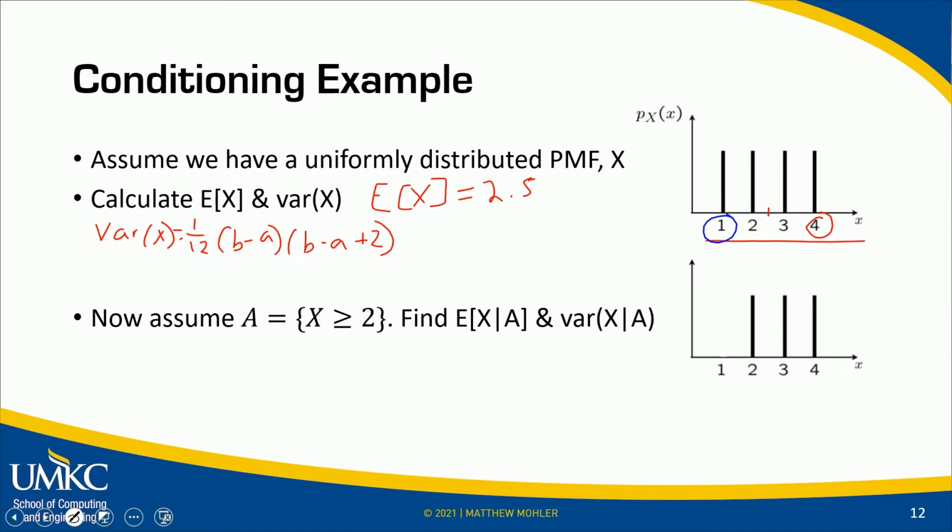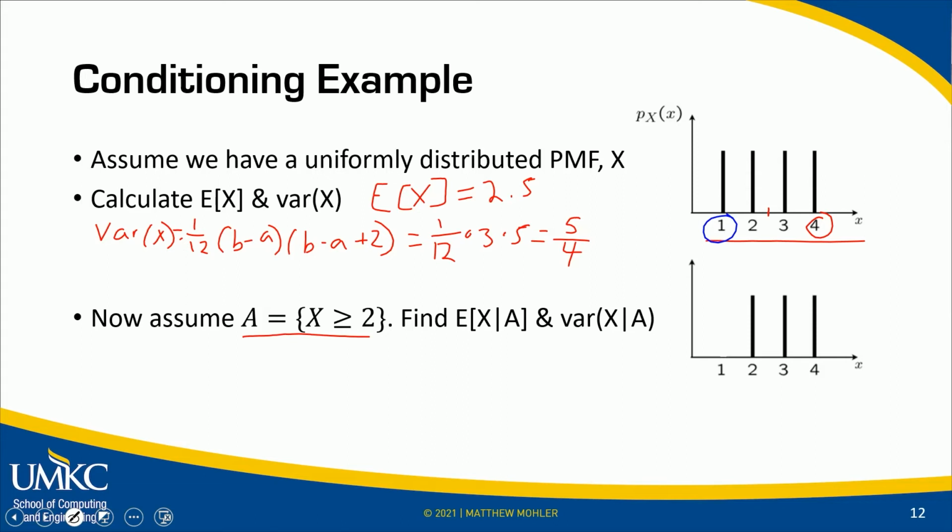Now we can go through and plug in those values. b minus a is just 4 minus 1, or 3, and b minus a plus 2 is 5. So we can write that this is 1/12 multiplied by 3 multiplied by 5, which is equal to 5/4, or 1 1/4.